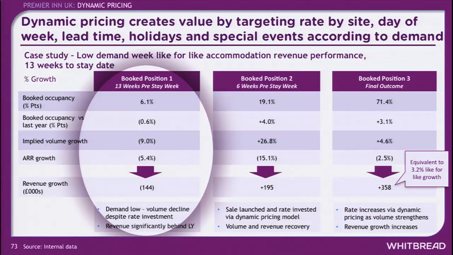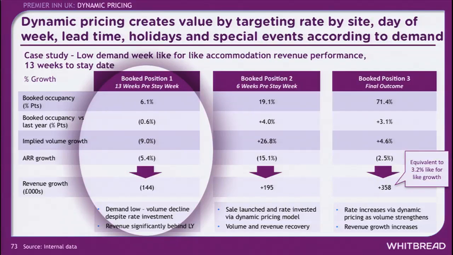Okay? As you can see, our performance was behind the curve, albeit off a low booked volume of just 6.1% occupancy. We were 0.6 percentage points down at this point versus the previous year, implying a volume decline of around 9%. This was despite rate investment of 5%. As a result, at an absolute revenue level, we were £144,000 behind our performance from the prior year at the same booked position. This drove 2 effects.